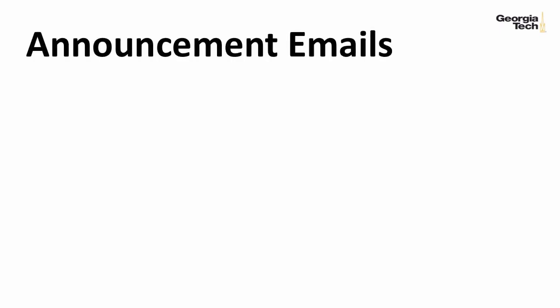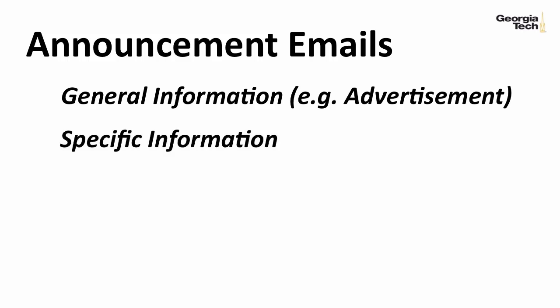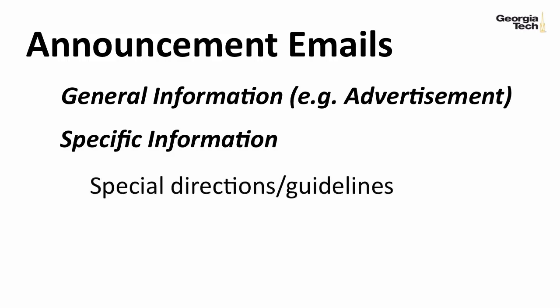Now, there are two types of announcement emails. One can have more general information, like the example we just looked at, but in some cases, the email will need to have more specific information. These emails are especially helpful when you need to give special directions or guidelines for the event.